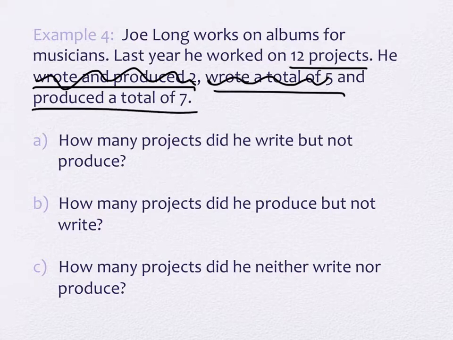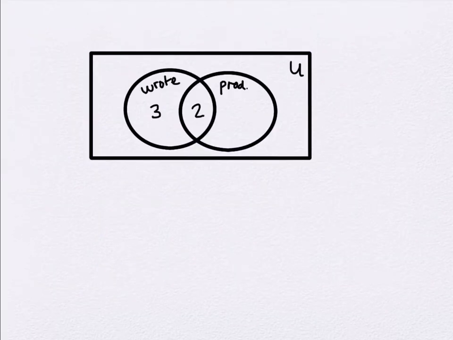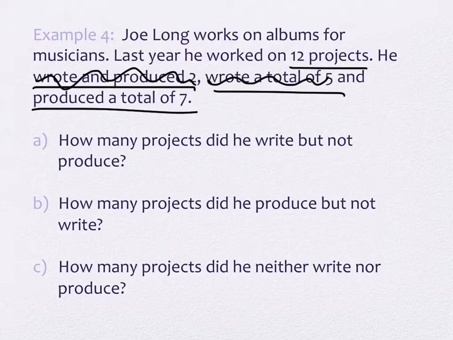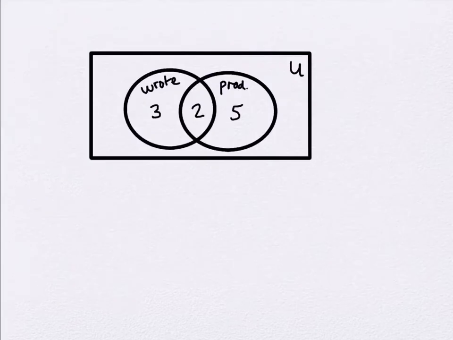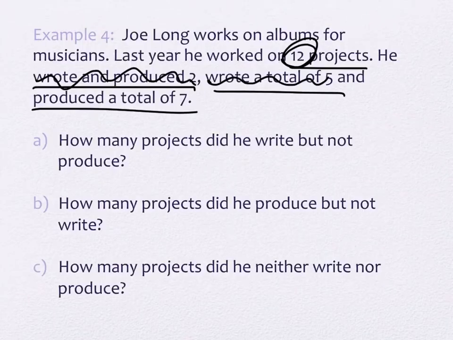And now we need produced a total of 7. So there will be a 5 in the outside circle for produced only, right? That's what that really is. It's produced only. So the 5 and the 2 add to 7. Am I done? No. What do I still need to do? Yeah, I've got 12 projects here, which means there are 2 left over on the outside. This diagram will now allow me to answer the questions on the previous slide.